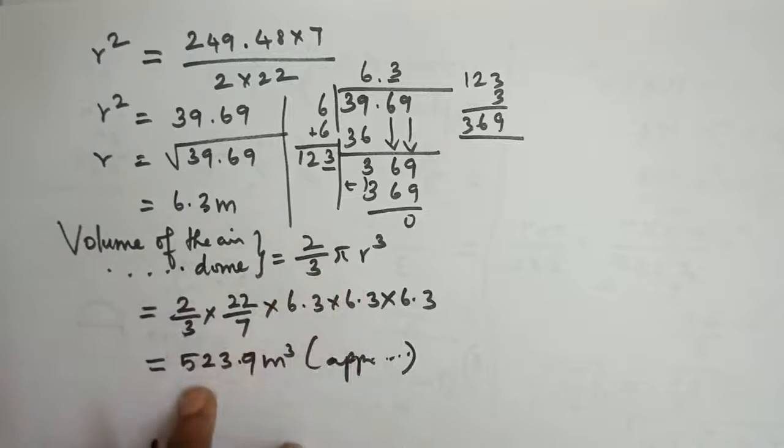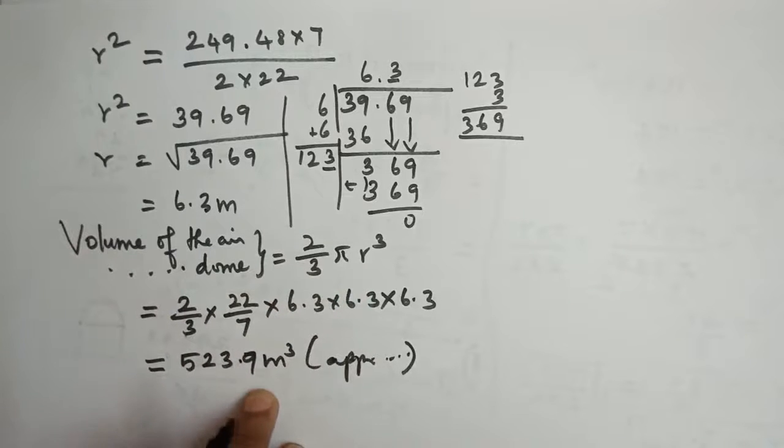If you put the values, you can get 523.9 meter cube approximately. This is the final answer. Is it clear, students? Good.